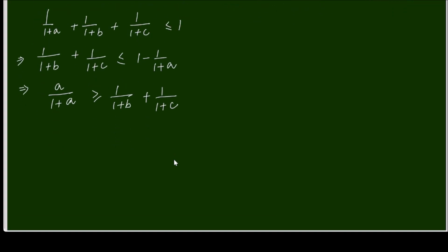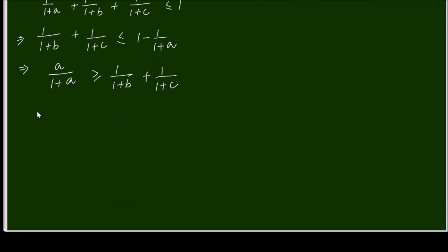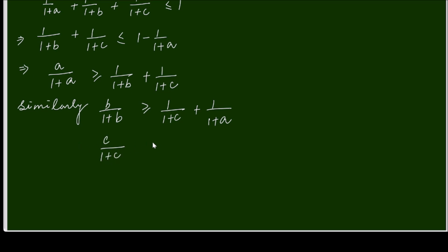So what is next? Next I'll write similarly the other two. Similarly, b over 1 plus b is greater than or equal to 1 over 1 plus c plus 1 over 1 plus a, and c over 1 plus c is greater than or equal to 1 over 1 plus a plus 1 over 1 plus b.